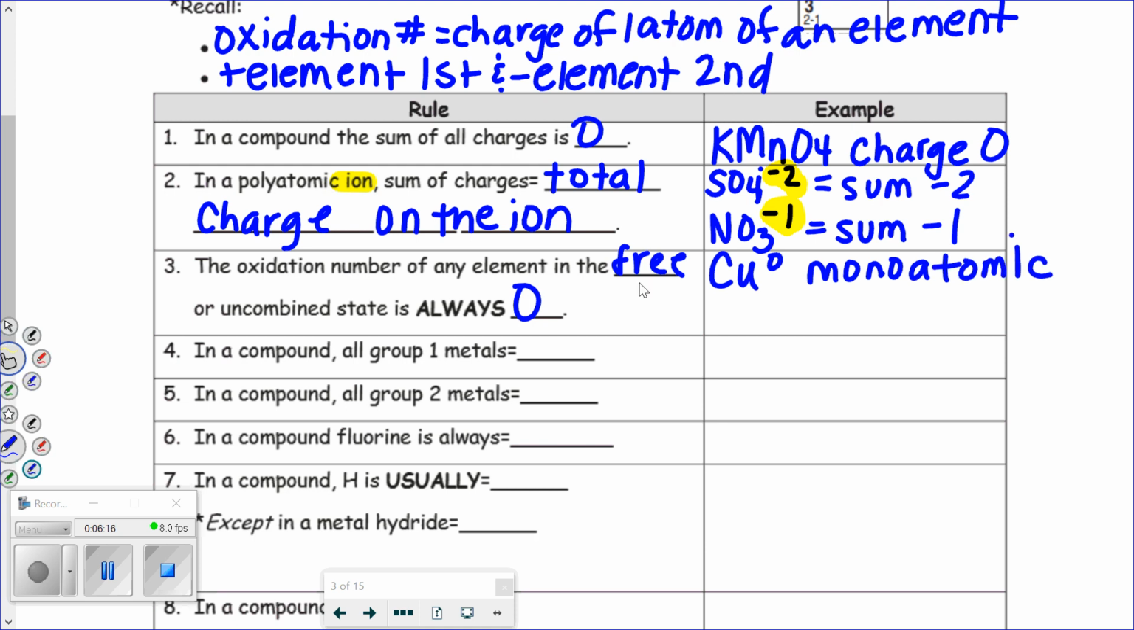Your diatomic elements, such as bromine, iodine, nitrogen, chlorine, hydrogen, oxygen, fluorine, those all come as a pair. So for example, if you see Cl2 by itself, that also has a charge of 0. Diatomic elements by themselves, uncombined, also have a charge of 0. So if it's uncombined, sitting by itself, the charge is 0.